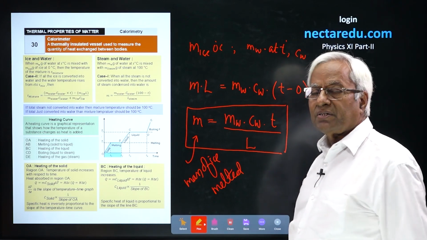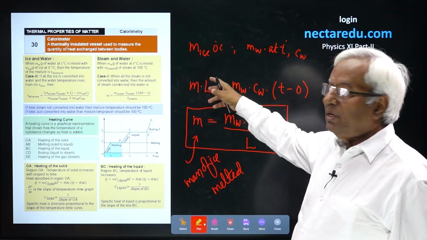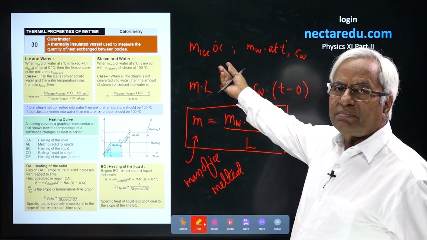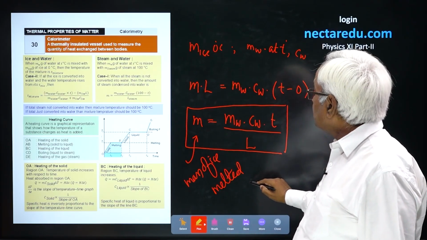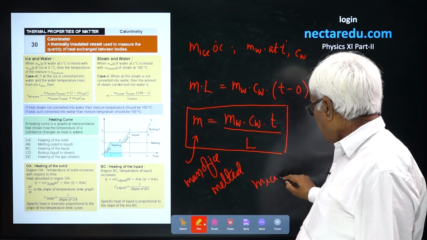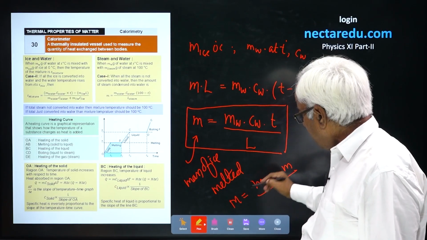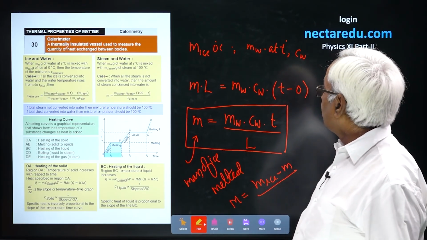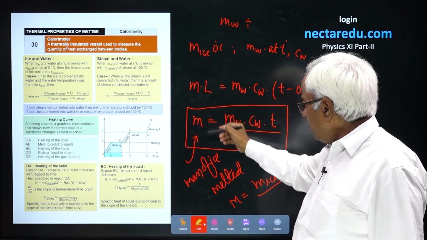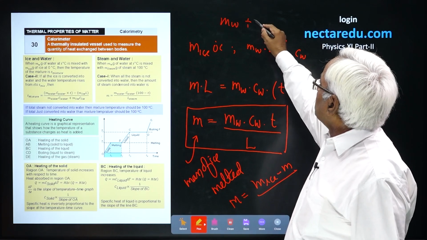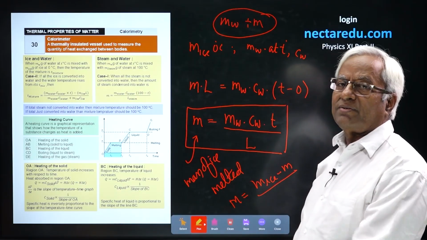What will be the temperature of the mixture? 0 degree, because water will come to 0, only then could the mixture be at the same temperature. And some of the ice has melted. Now the ice that remains here is M ice minus m. This is the ice left now. And what is the quantity of water? It was already MW plus m mass of ice that has melted into water. So, this is the final quantity of water in the mixture.